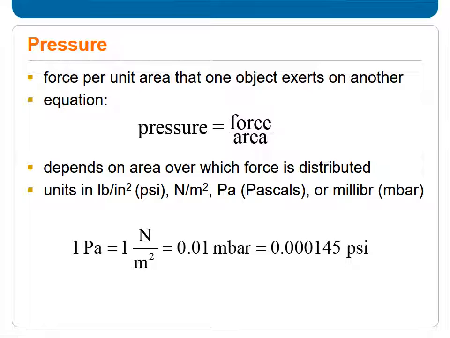The units of pressure are pounds per square inch, which we write as psi. In the SI system of units, pressure is measured in newtons per square meter, pascals, or millibars. 1 pascal is the same as 1 newton per meter squared, or 1/100th of a millibar or 0.000145 psi.